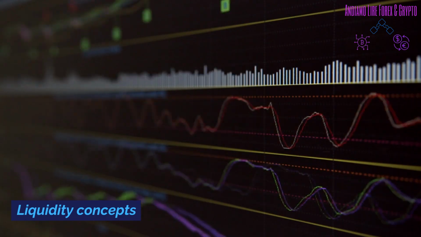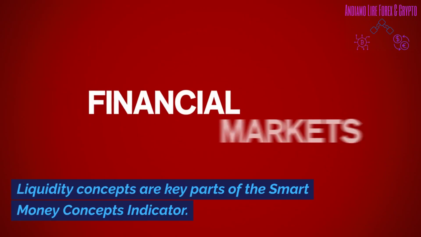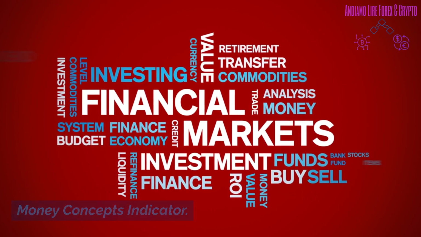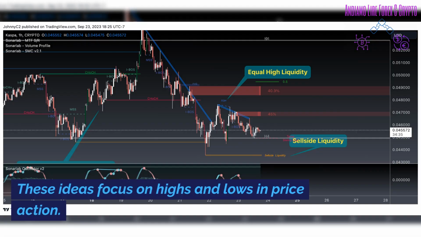Liquidity concepts. Liquidity concepts are key parts of the Smart Money Concepts indicator. These ideas focus on highs and lows in price action. In the diagram in the background, you can see there's an area of equal high liquidity. Those are in some cases two equal tops, also known as a double top, or in some cases, if we're talking about two equal lows, a double bottom.